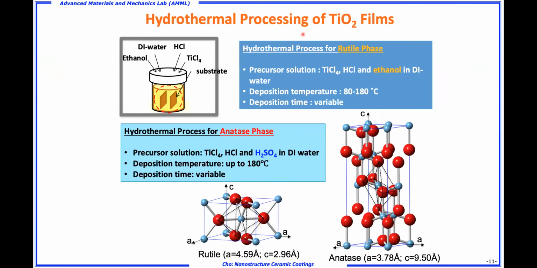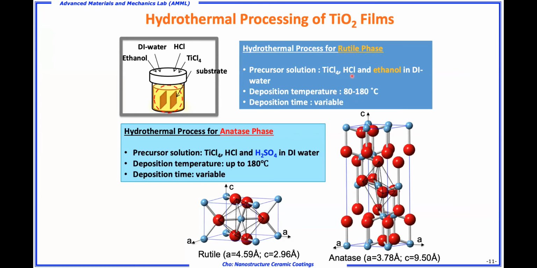Now I move on to the titanium oxide case. Titanium oxide has several different phases. The most common ones are rutile and anatase. For the rutile case, the process itself is similar, but we have a different precursor. We have titanium chloride, and we have HCl to control pH. In this case, we are also using a mixed solvent of ethanol and DI water. The temperature can be higher to generate better crystallinity of the structure.